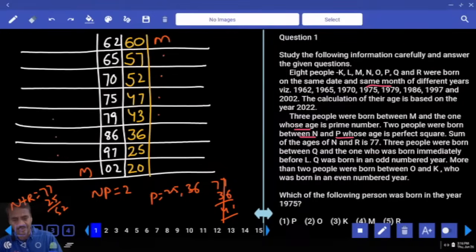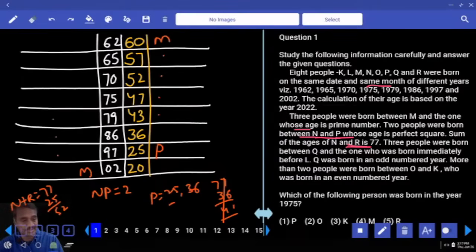Now P can be either 25 or 36. If P is 36, what is the age of this one? N plus R equals how much? 77. Now P is at this place. Then between N and R, there must be exactly 2 people. Now 2 people between N and P. N and P, there are 2 people.